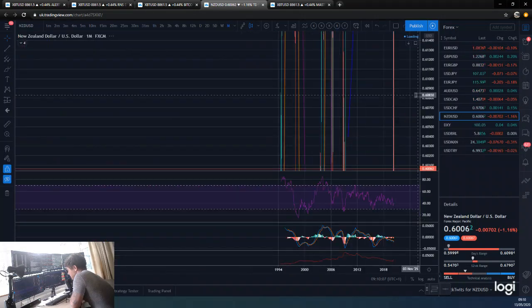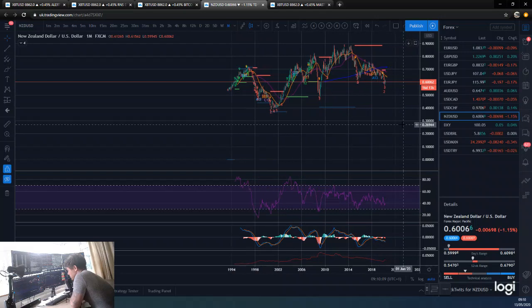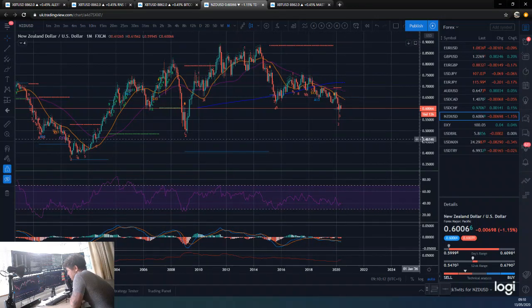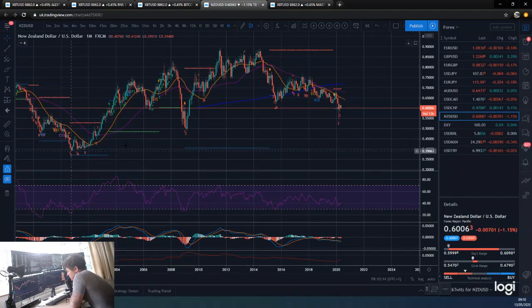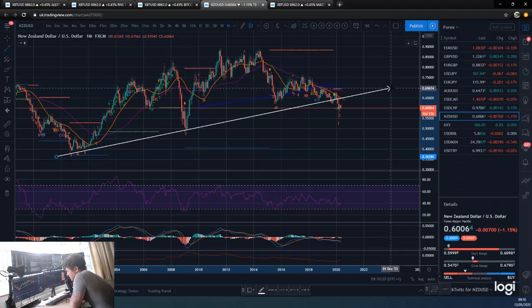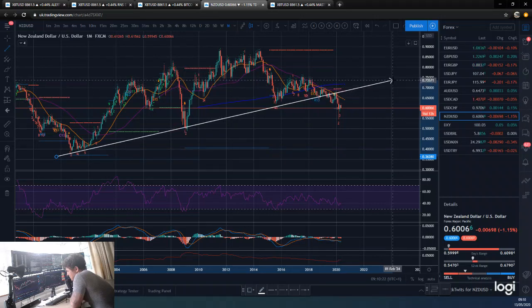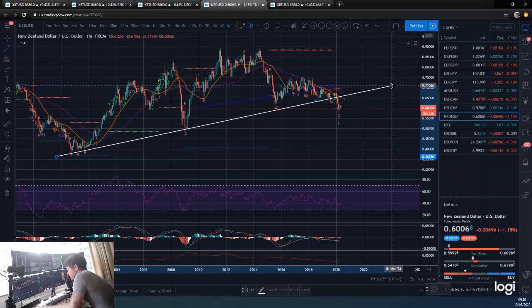Right, we go to the monthly just to get our bearings. It's always good to do. When in doubt, pull out. So we look like we have a bit of a trend line here that's been broken on the monthly. You can pretty much draw this around about here. So we're breaking through quite a strong monthly trend line.